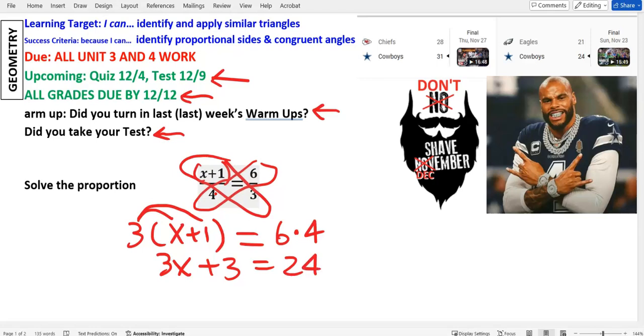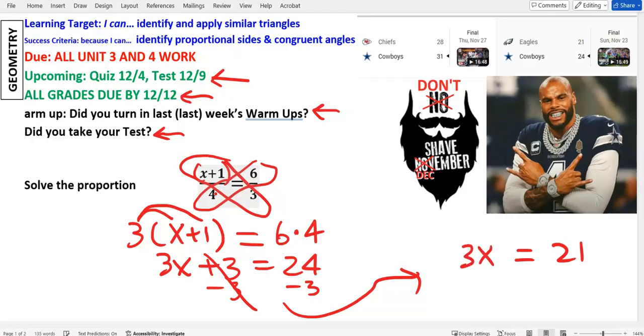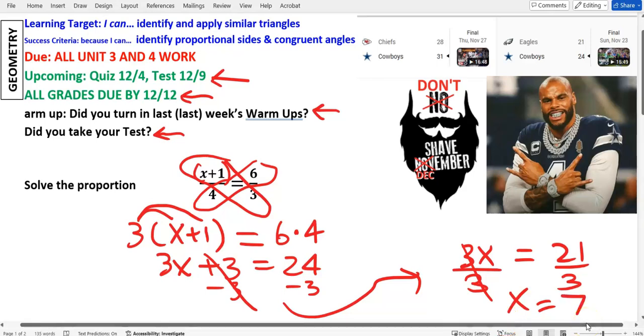Now, I know it's cross multiply and divide, but if you have a step like this, then you're going to have to do one extra step. Is get rid of the loner. Minus 3, minus 3. 24 minus 3 gives you 21. 3x equals 21. Your last step is to divide by 3, and you get what? What'd y'all get? Not 6, but 7.